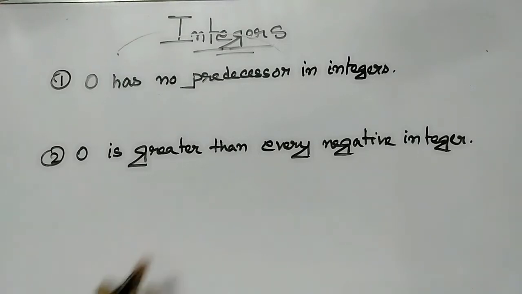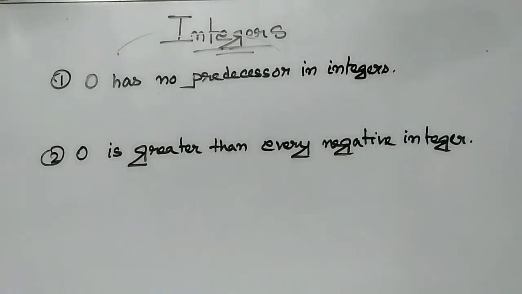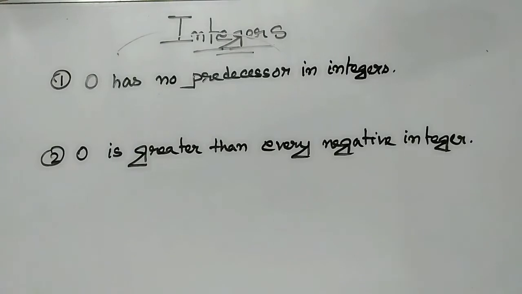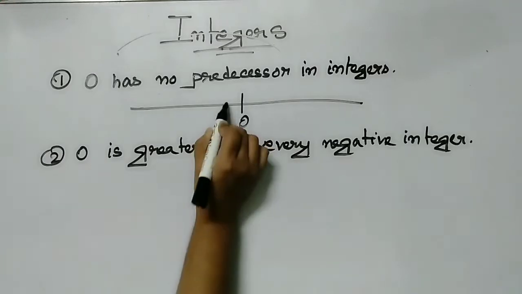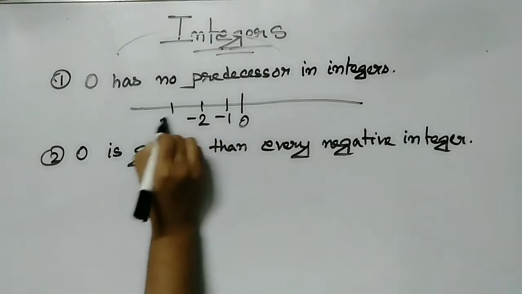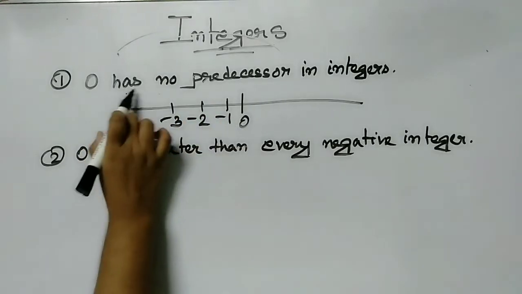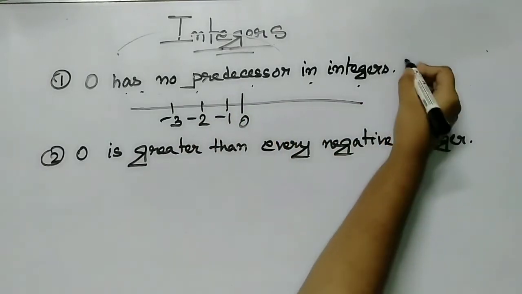Now see, there are two statements. We have to write whether these statements are false or true. So first statement is 0 has no predecessor in integers. Predecessor means before number. So 0 has no before number in integers. Is it true? No, it is not true, because see the number line here, 0 and -1, -2, -3, they are all before 0. That is, 0 has no predecessor in integers. This statement is false.